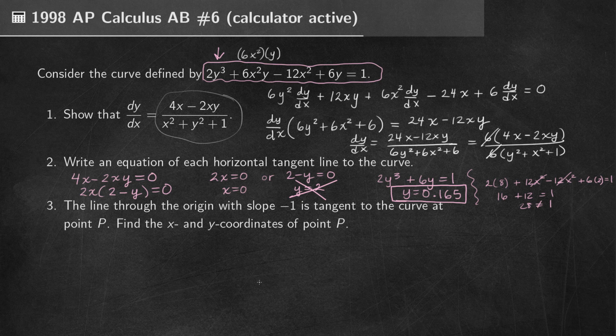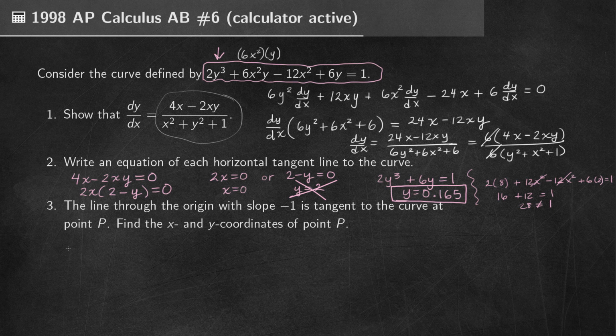Number 3, the line through the origin with slope -1 is tangent to the curve at point P. Find the x and y coordinates of point P. So this line passes through the origin. It has a slope of -1, and it's tangent to the curve at point P.